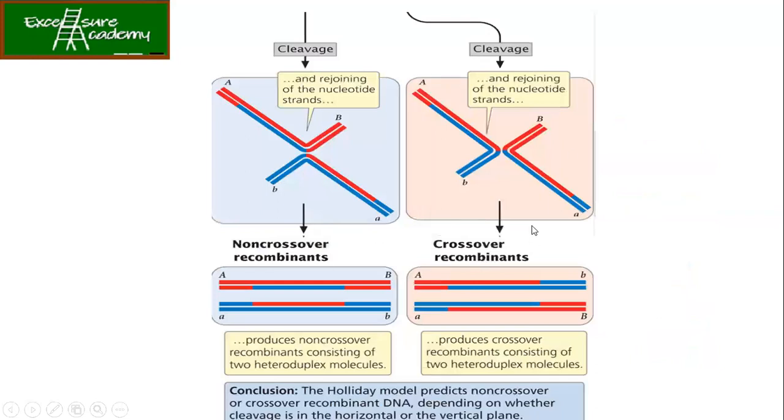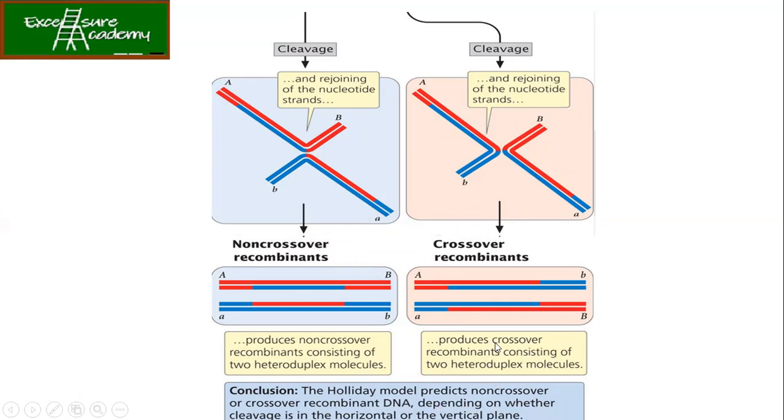Now look over here. If I do vertical cleavage of the double-stranded DNA, then I'm going to get the crossover recombinants. If I do horizontal cleavage, then I'm going to get non-crossover recombinants, where you can see the parental strands are also there. So the Holliday model predicts non-crossover or crossover recombinant DNA depending on whether the cleavage is in the horizontal or the vertical plane. Is it clear, guys?